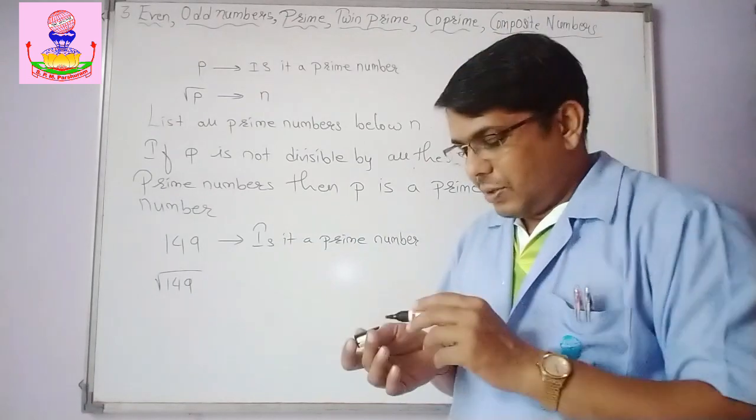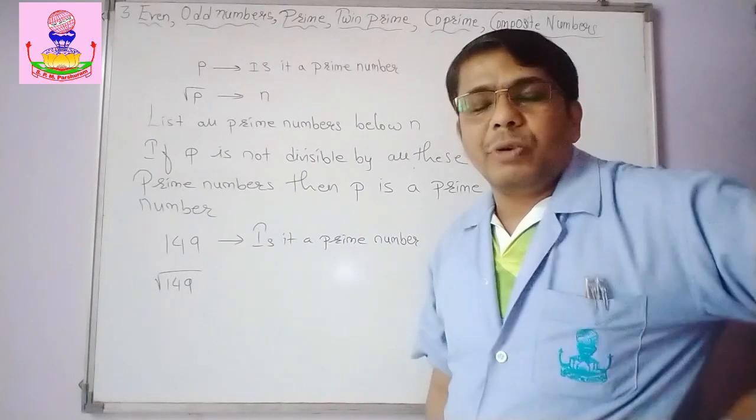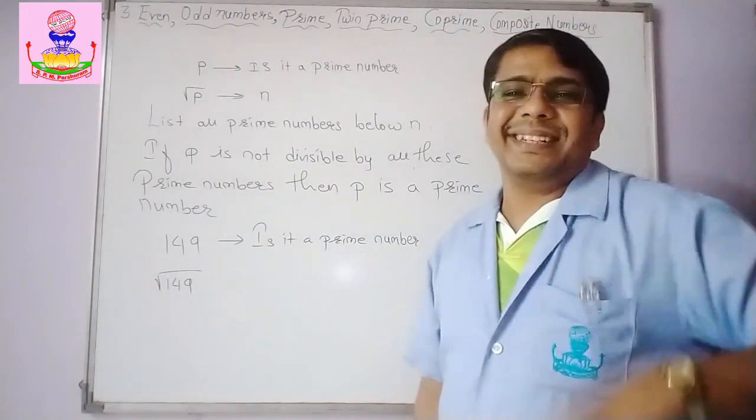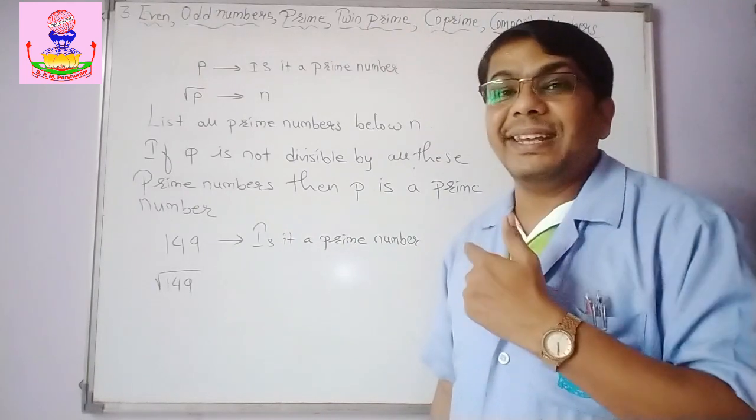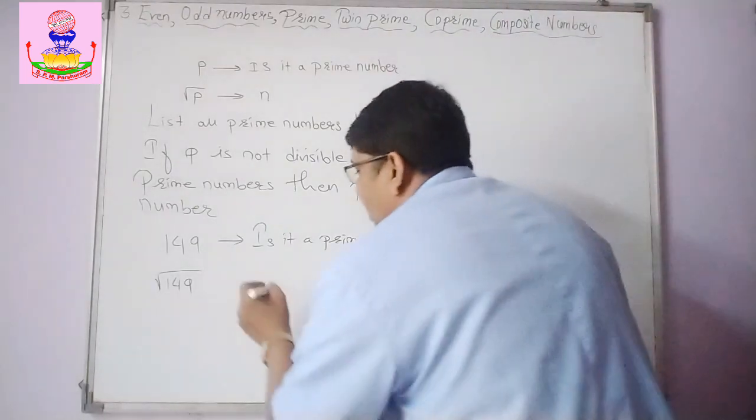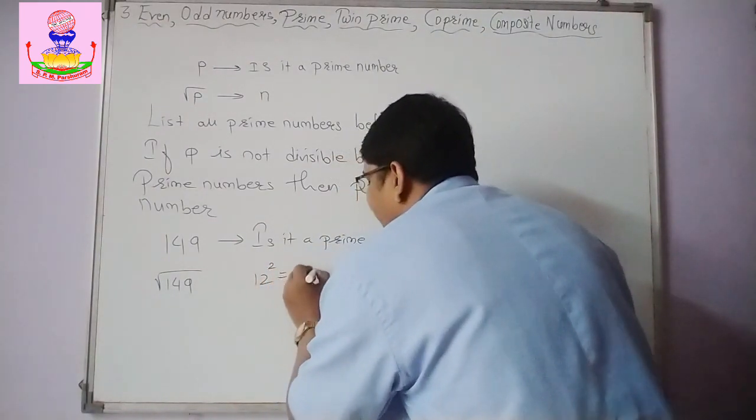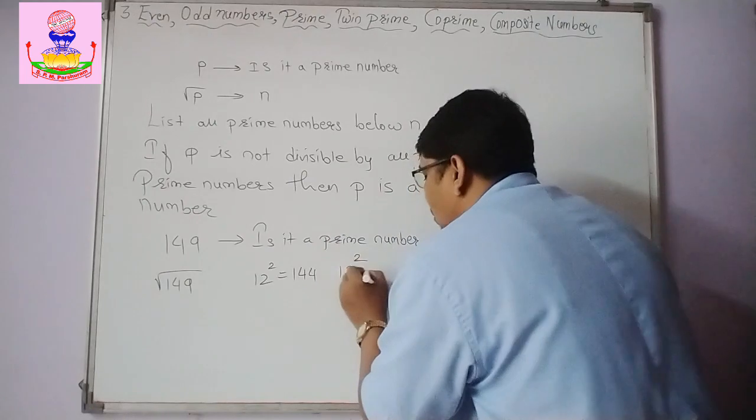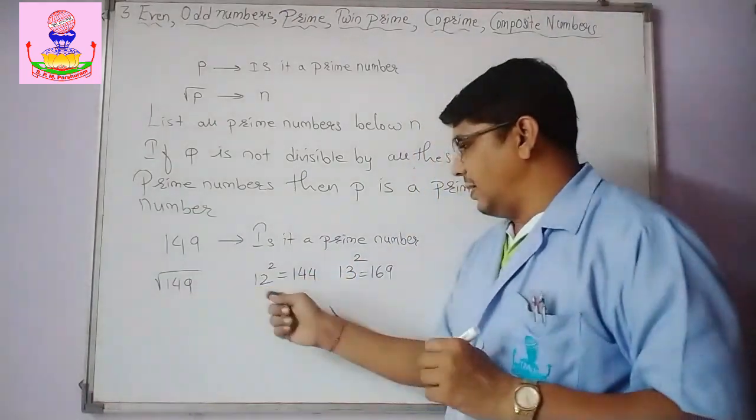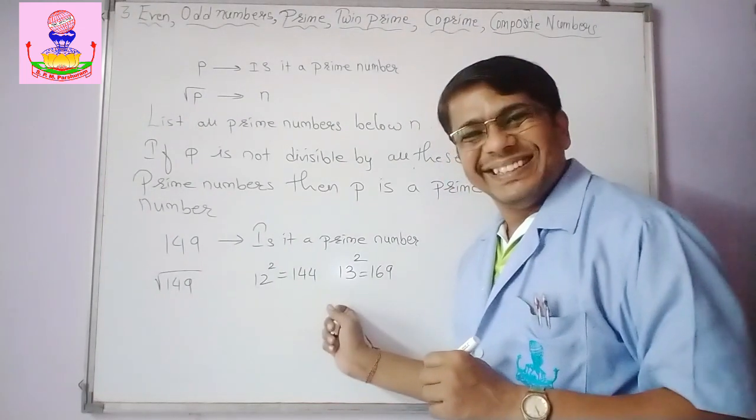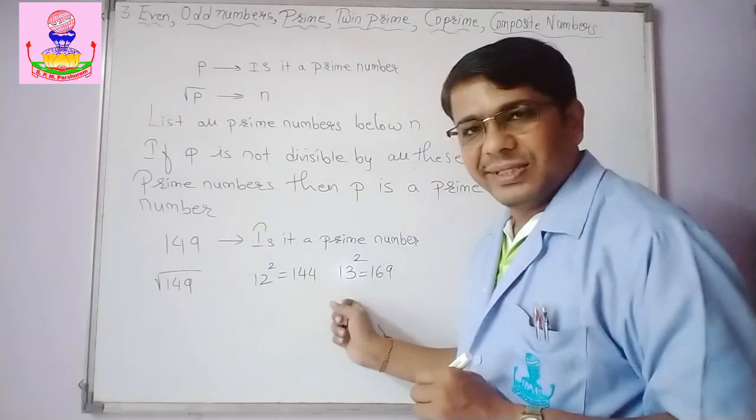Simple thing. Approximation method. Do you know square roots? 10 squared is 100, 11 squared is 121, 12 squared is 144, 13 squared is 169. So 12 squared is 144 and 13 squared is 169. So the square root of 149 is between these. Am I right? Square root of 149 is between these.